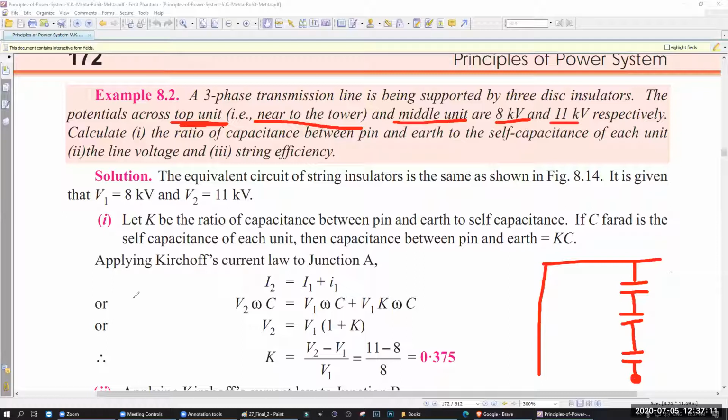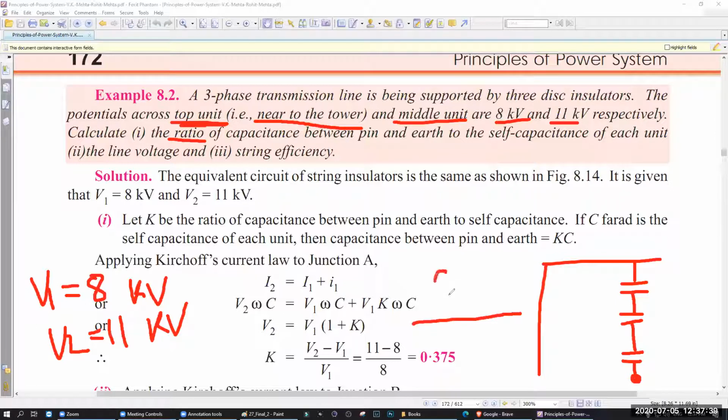That means V1 is 8, V2 is 11, right? Kilovolt, okay? Calculate the ratio of capacitance between pin and earth to the self capacitance. Pin and earth. Since they said ratio, okay.